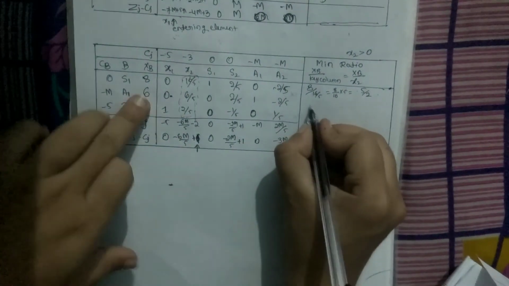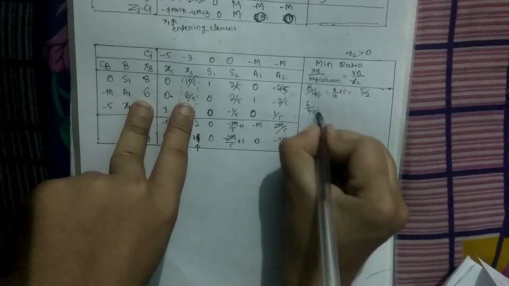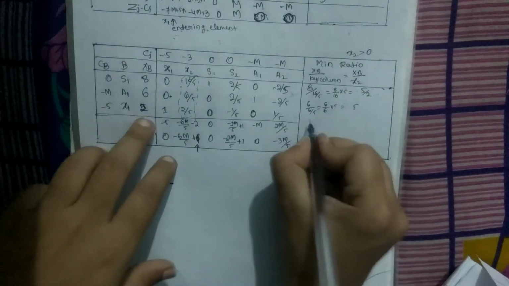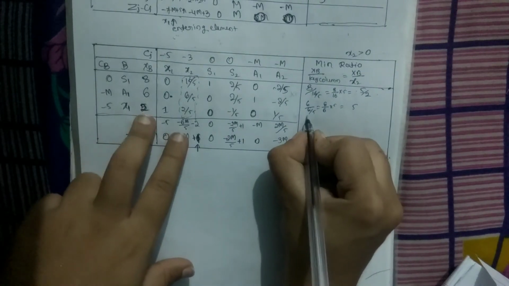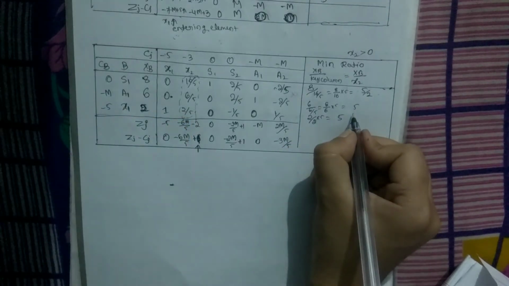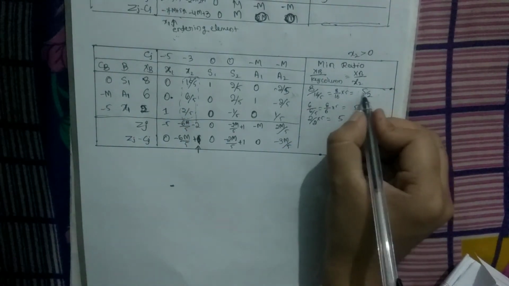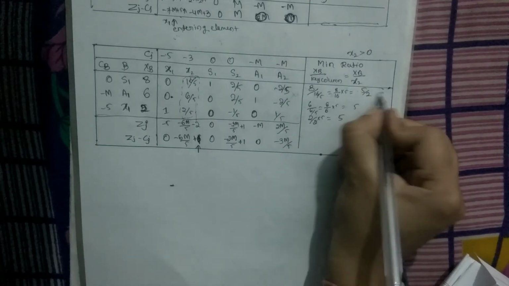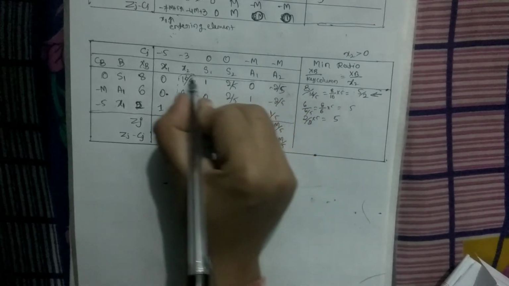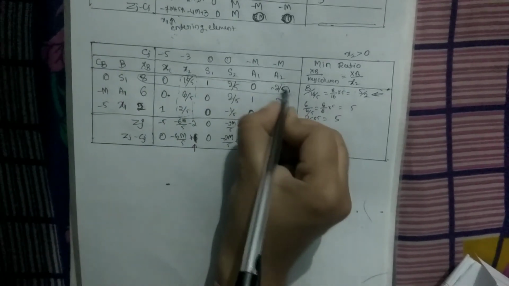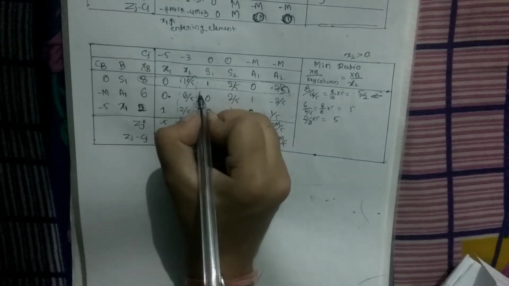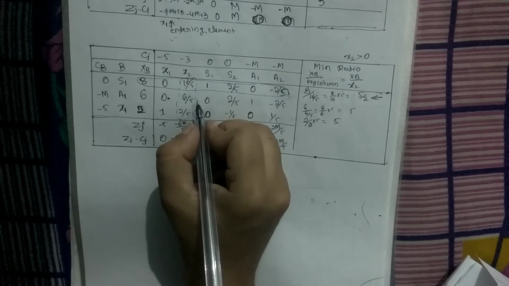And next is 6 divided by 6 by 5, becomes 6 divided by 6 into 5, the answer is 5. Next, also the same: 2 divided by 2 into 5 becomes 5. And here the minimum value is 5 by 2. This is the key row, and this common element is the key element. Using this key element we have to find the next table.